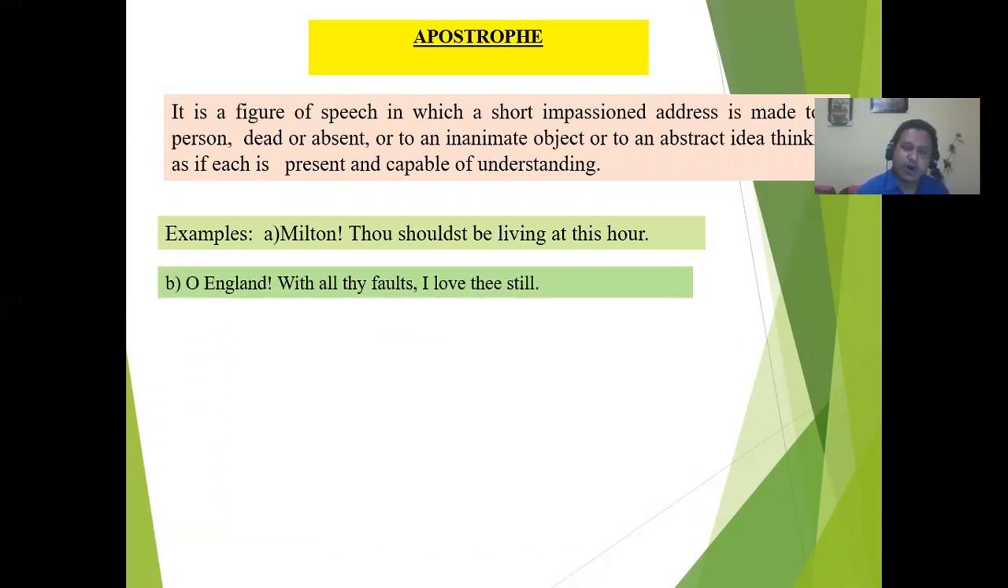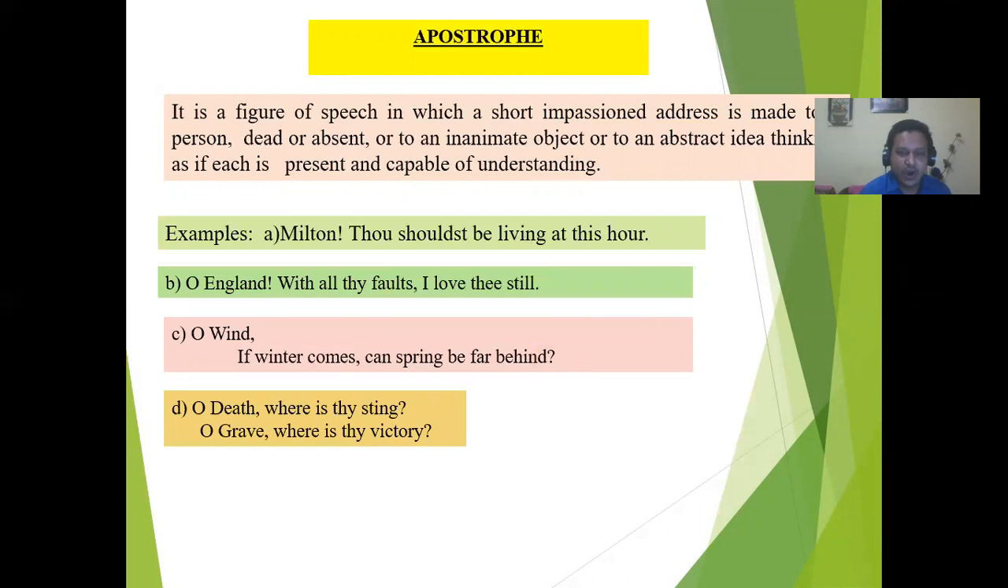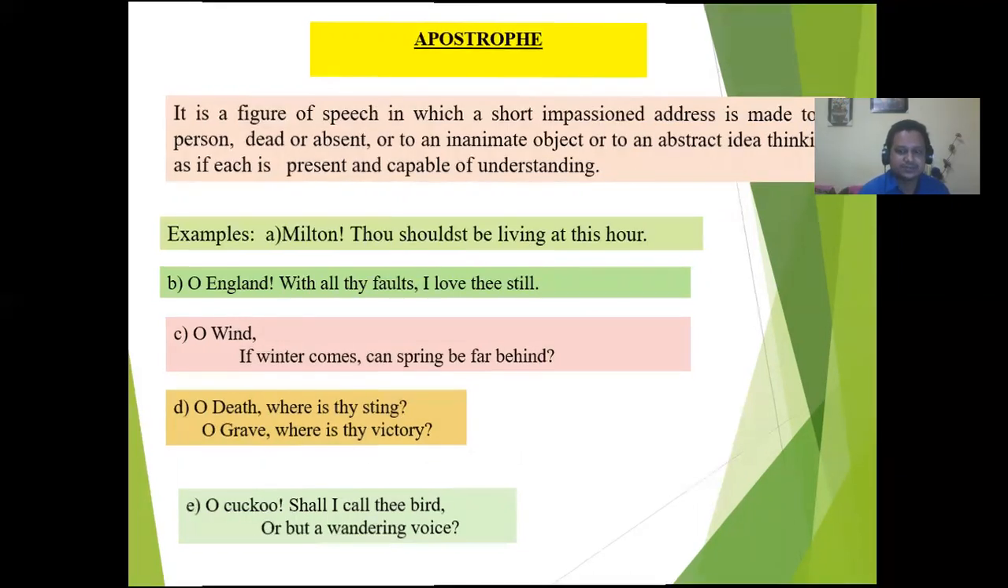"O England, with all thy faults, I love thee still." An impassioned address is made here. "O wind, if winter comes, can spring be far behind?" An address is made to the wind. "O death, where is thy sting? O grave, where is thy victory?" An address is made to death and grave very impassionedly. "O cuckoo, shall I call thee bird, or but a wandering voice?"